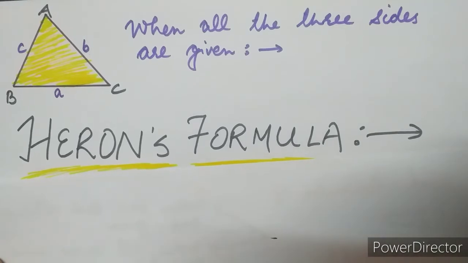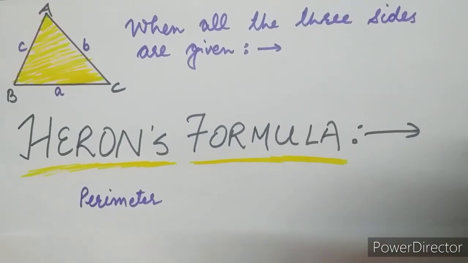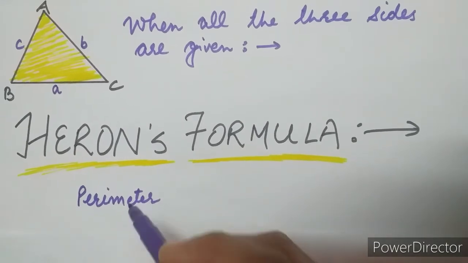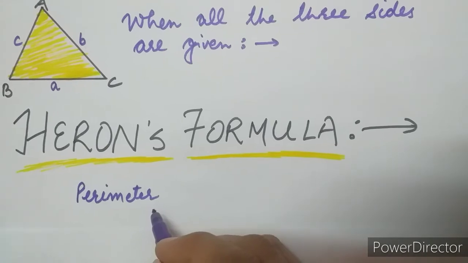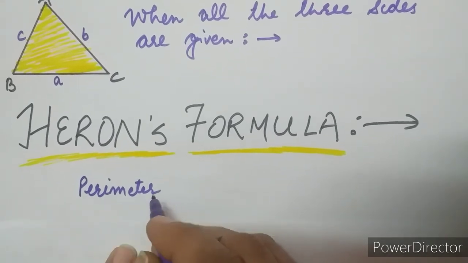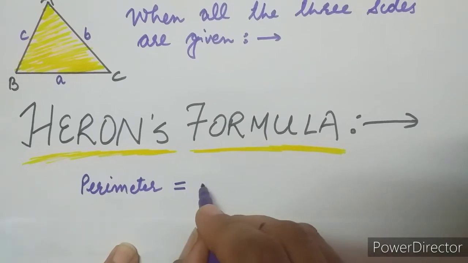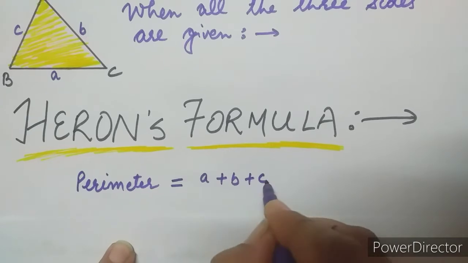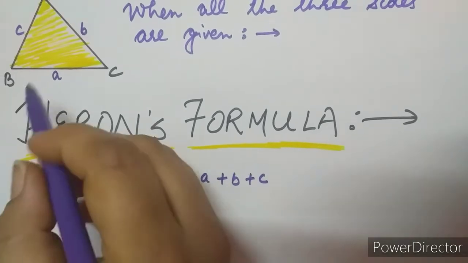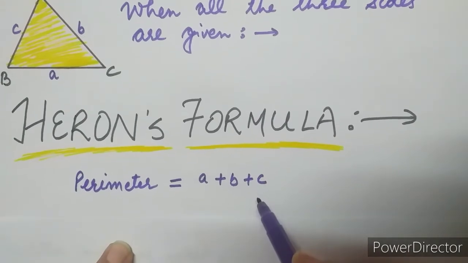So here only I will tell you the formula of perimeter of a triangle also, because the topic is area and perimeter. So here, along with Heron's formula, I will tell you what the perimeter of a triangle is: nothing but the sum of all the three sides of a triangle. What are those three sides? Sides are a plus b plus c. If we add simply the boundary length, I will get the perimeter of the triangle, right?